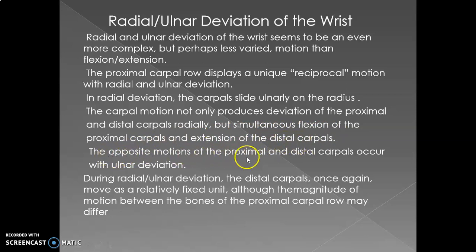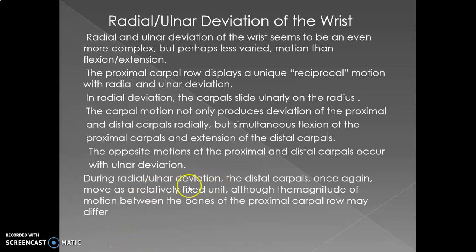The opposite motions of the proximal and distal carpals occur with ulnar deviation. So with ulnar deviation, opposite motions of the proximal and distal carpal bones occur. The proximal carpals go for flexion, then what will happen to the distal? They will go for extension. So this is happening in ulnar deviation. In radial and ulnar deviation, their reciprocal movements are happening, exactly opposite movements.